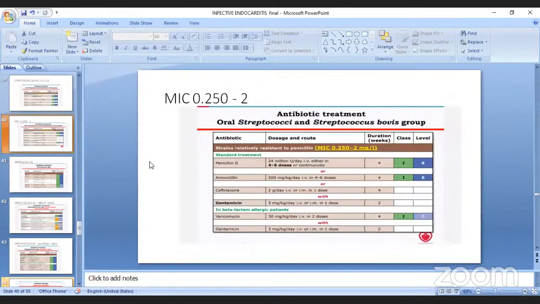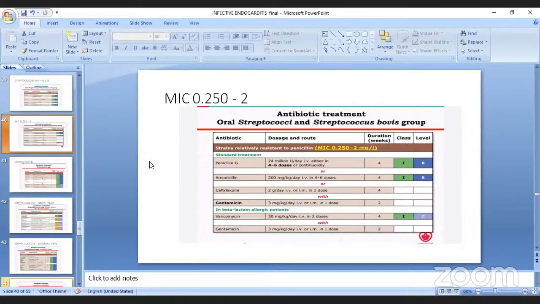And please don't get confused when you see that there is a different treatment for MIC of 0.125 to 2. It is not different. If you see it clearly, they have not done anything. They have just increased the dose and added one drug. This is how you have to remember it, and it will become so easy for you. Penicillin you have to give, or you can give amoxicillin, or ceftriaxone, but you have to give it with gentamicin.